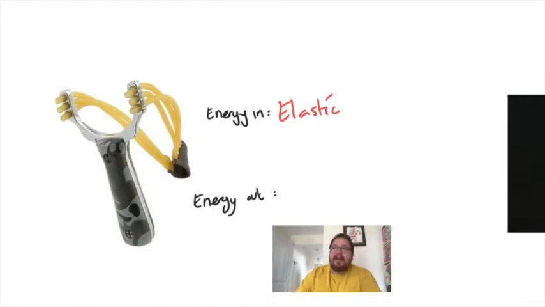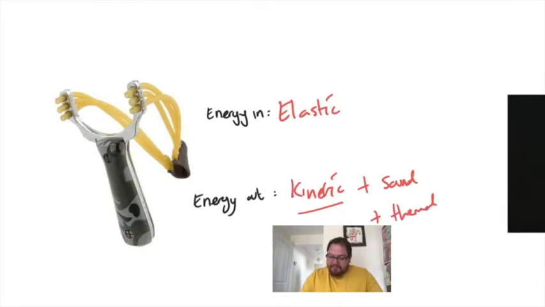Energy out, what comes out of it? What's the purpose of a slingshot? Is to move things through the air. So it's going to be kinetic. You're going to be able to hear that a slingshot has taken effect, so that's going to be sound. And if you keep stretching an elastic band, it's going to get warm, so you're going to get some thermal. That's about it for a slingshot.